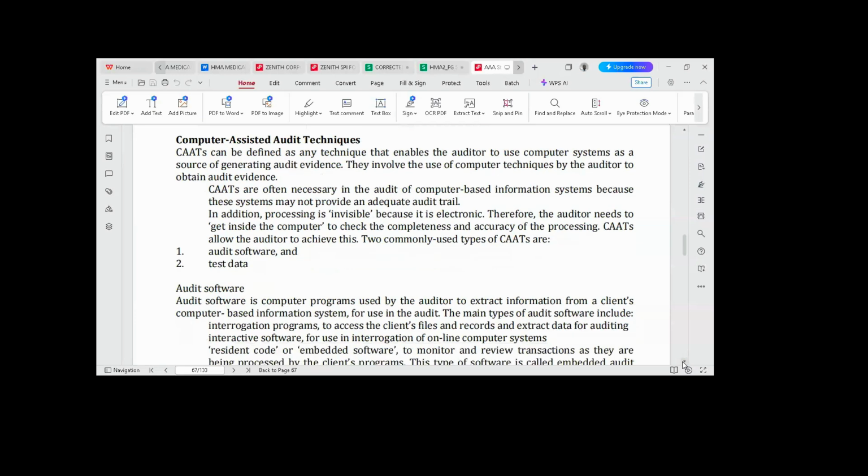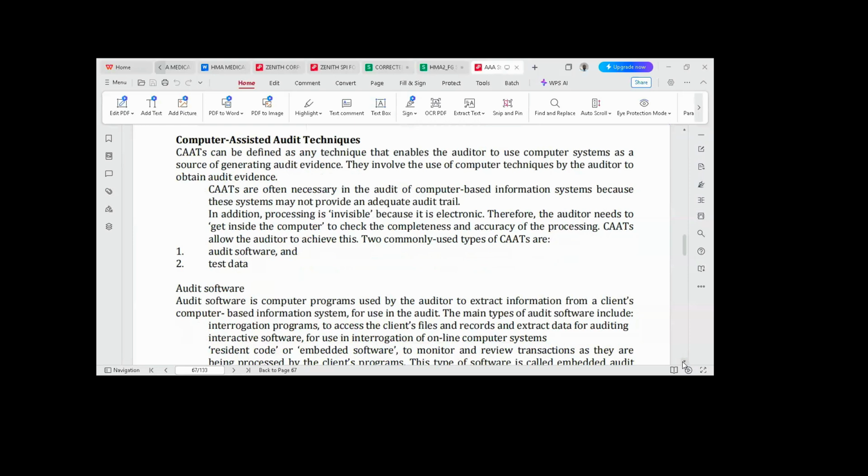It's a software that does what? That enables the auditor to have access to the client files and what? Record and extract data for auditing. For auditing. So what do we mean by that?